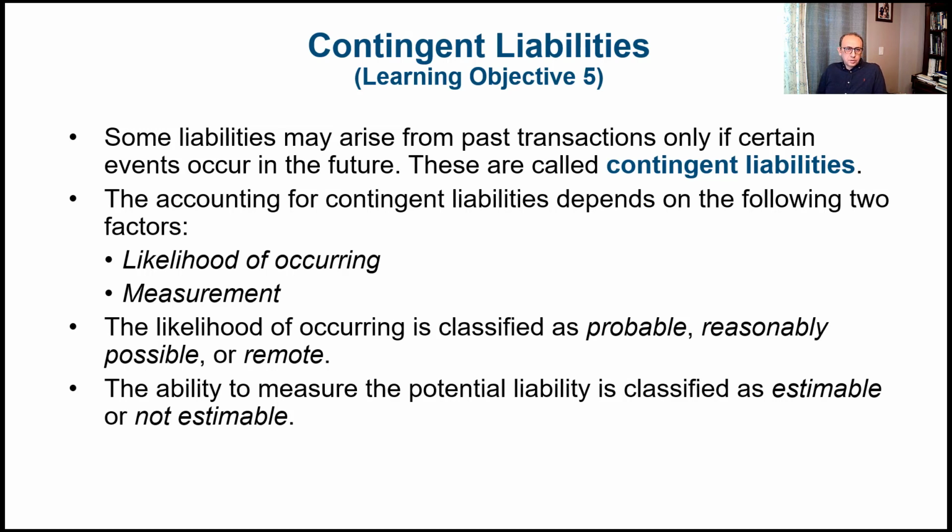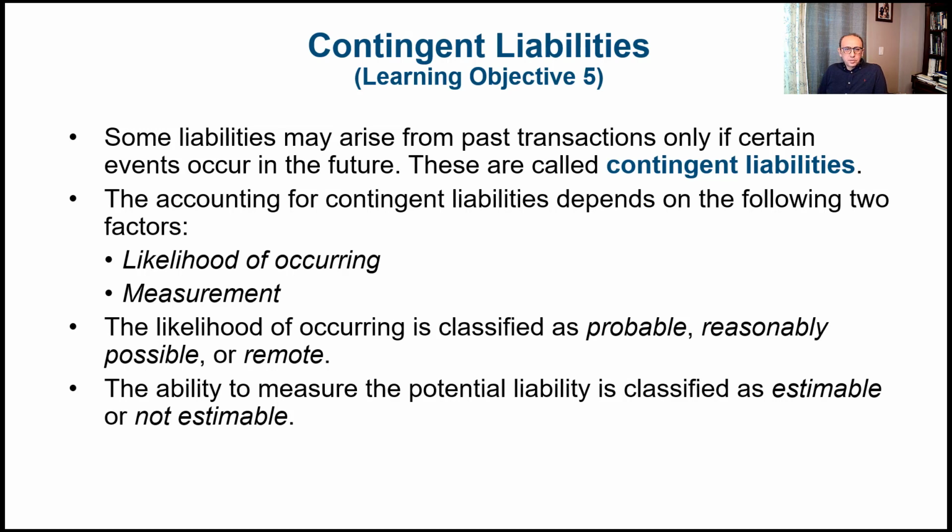The accounting for contingent liabilities depends on two factors. The first factor is the probability, or the likelihood of occurring. The other one is the measurement, or how much is the value or the amount. The likelihood of occurring is classified as probable, reasonably possible, or remote. Probable implies a very high chance of happening. Reasonably possible, it's possible, but it's not as probable. Remote is like it's far from happening, or the chance of happening is low.